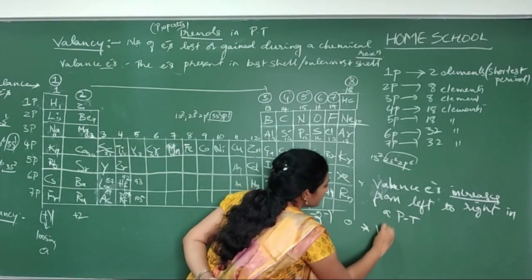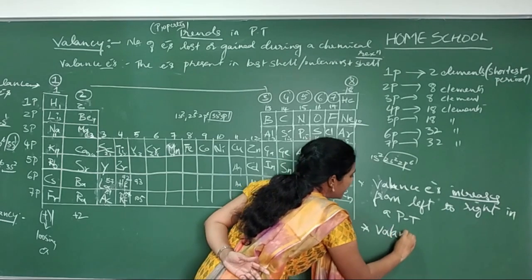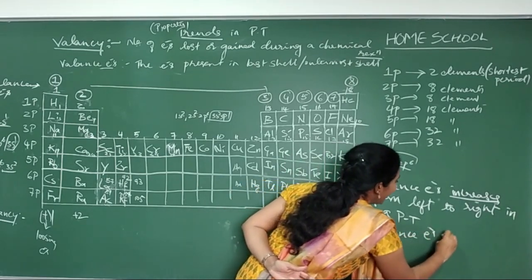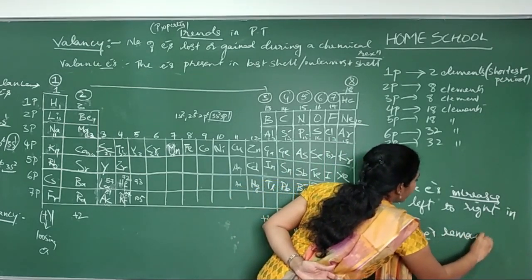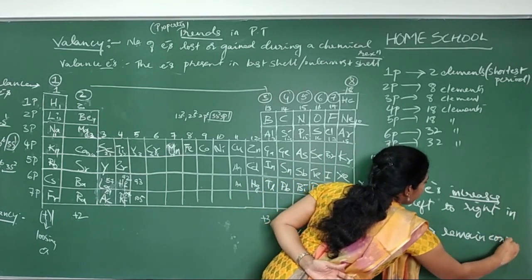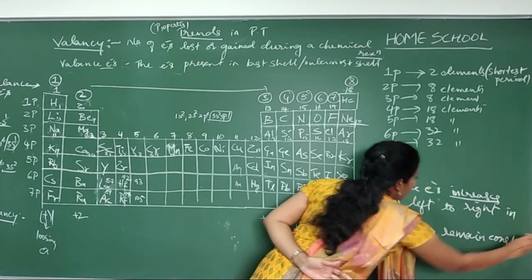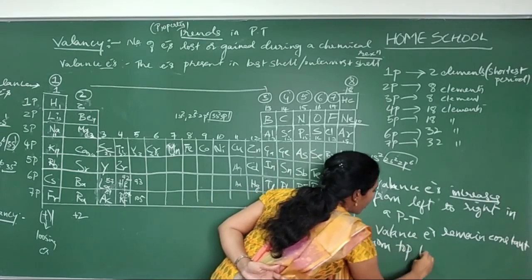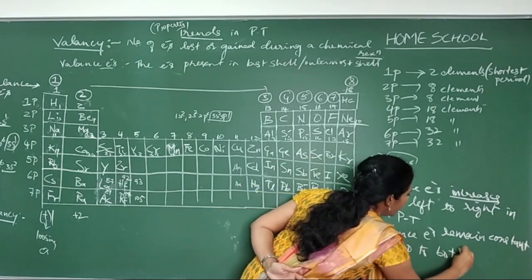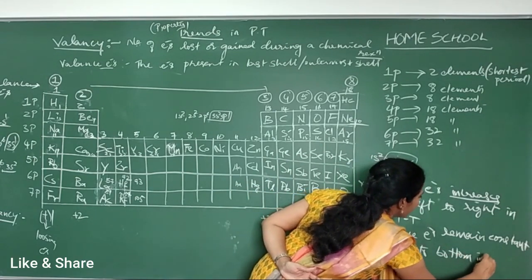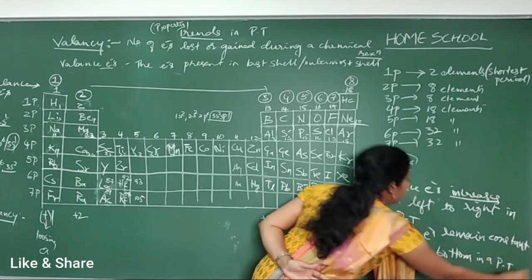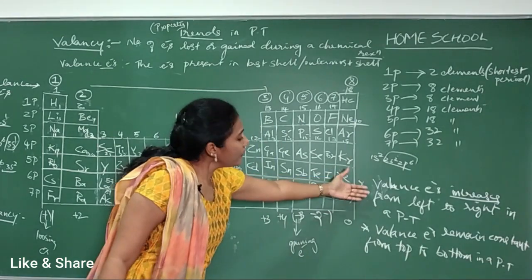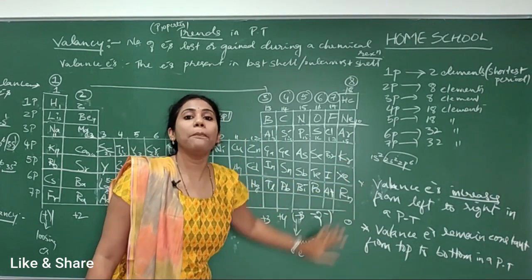Valence electrons remain constant from top to bottom in a periodic table. Okay, this is what we call trend in a property.